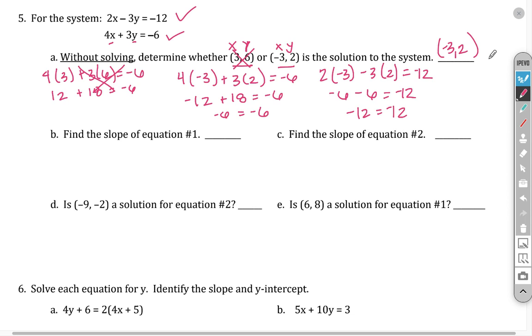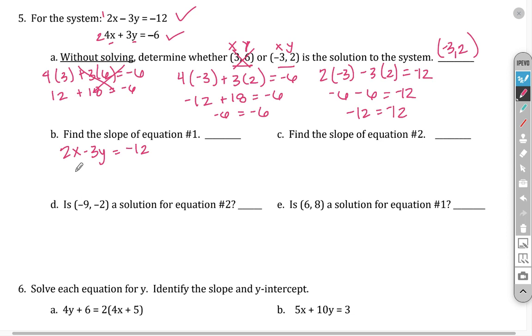All right, it says to find the slope of equation 1. So remember that we're ordering it this way. So for 1, we're just going to solve it for y to find the slope. Remember, we can set it into slope-intercept form from standard form by solving for y, and then it will tell us the slope of the equation.